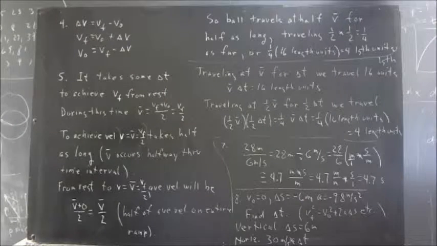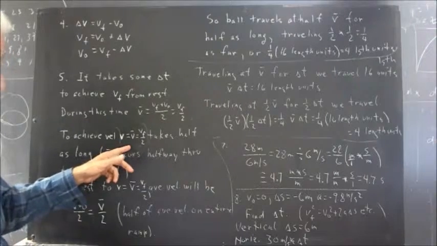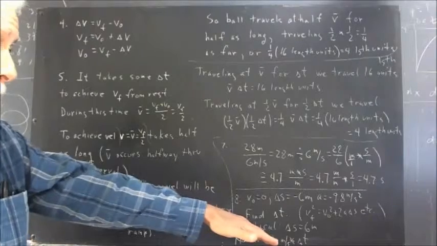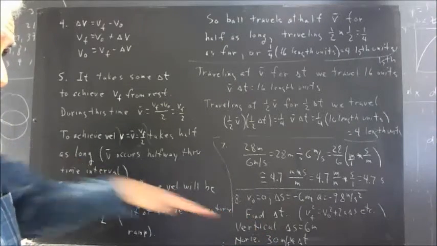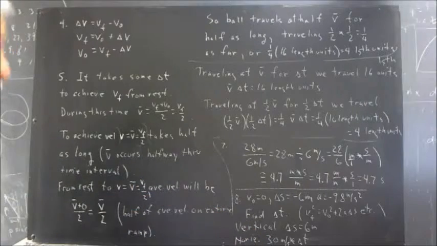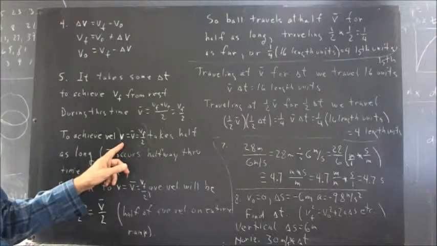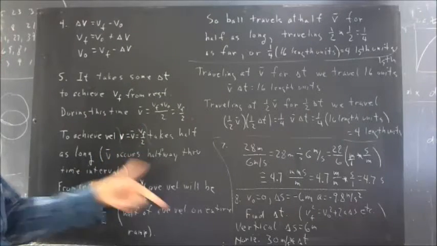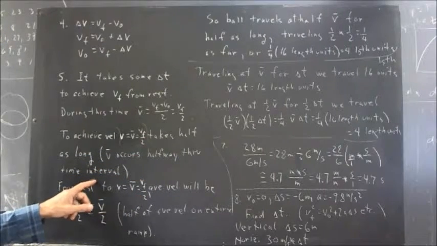So now we want to know how long it takes to achieve the average velocity, which is half the final velocity. So the ball goes from 0 to final velocity. You would tend to think that the average velocity occurs halfway between here and here, but it's not going to be the case. But it does take half as long to get that average velocity. So we're achieving a velocity v, which is equal to the average velocity, which is of course half the final velocity.